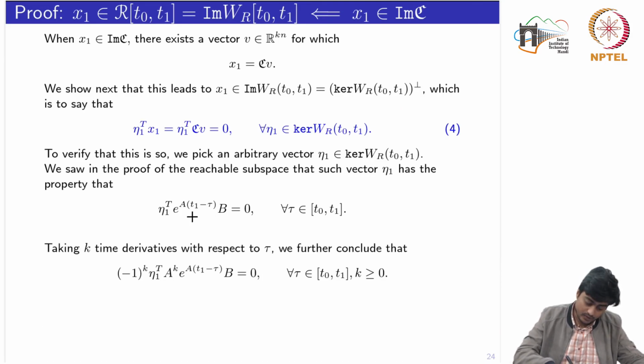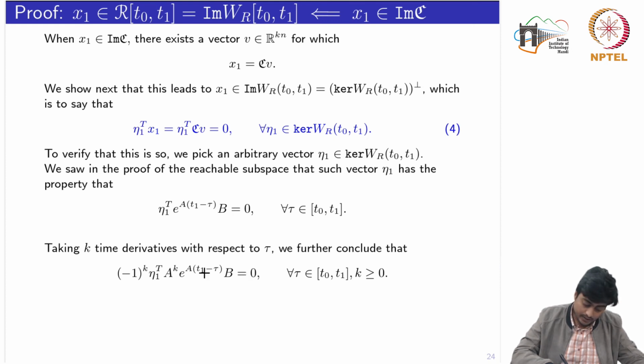So starting from this part, I will take k time derivatives with respect to tau of this equation. So we further conclude that if we take k times derivative, because of this minus tau, I would have minus 1 to the power k, eta 1 transpose. I would also have A to the power k by taking the k time derivative of this exponential itself, and the B matrix. And on the right hand side, it should also be equal to 0.